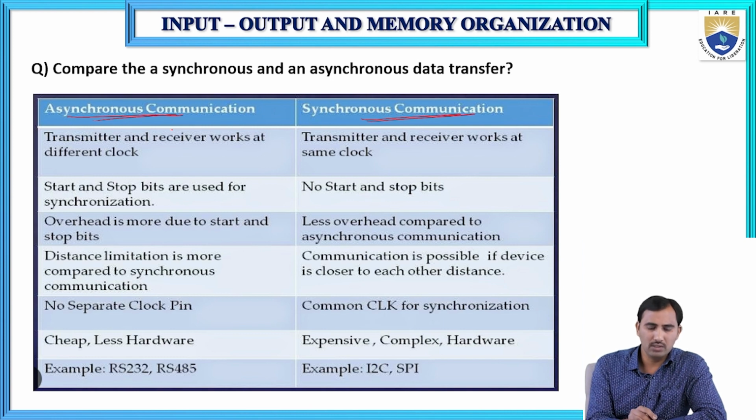In asynchronous communication, the transmitter and the receiver work on different clocks. That means the transmitter and the receiver use separate clocks. One clock is for the transmitter and another clock is for the receiver, and there is no relation between them with respect to the clock. Whereas in synchronous communication, the transmitter and the receiver work on the same clock. That means they share the same clock.